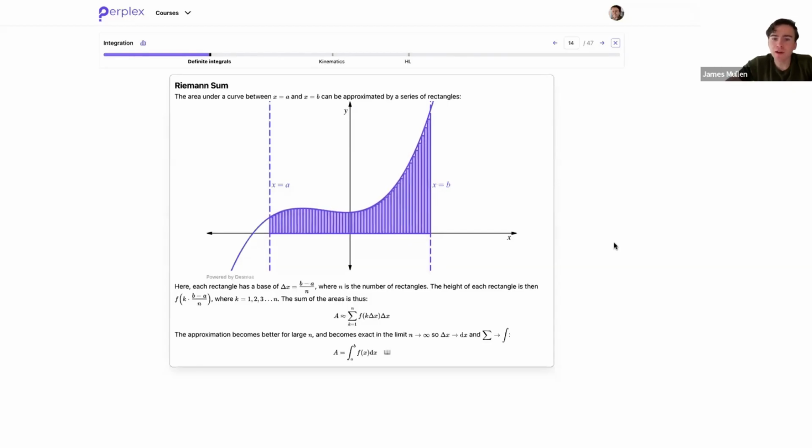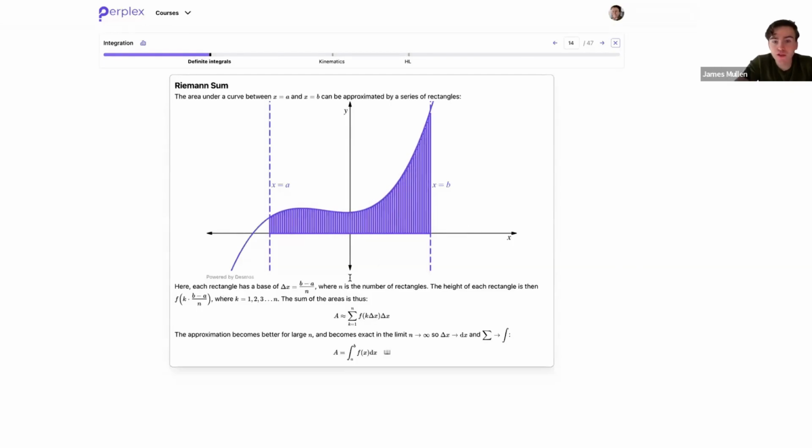You can see, I think, that when the number of rectangles is small, like right now, there is a pretty major difference between the area under the curve and the area of all the rectangles added together. But as the number of rectangles increases, it looks like it's pretty much exactly the area under the curve. And that's exactly how integration works, how we find the area under the curve.